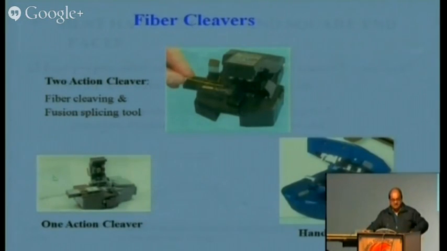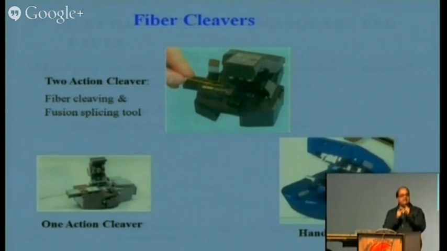So these are the types of cleavers. You can see this is one cleaver where you have to just remove the fiber. From the fiber, you have to remove the outer tubing. You have to cut the Kevlar. You have to remove the buffer, and then you have to cut the fiber. If the fiber is with the coating, you have to remove the coating also, because the coating will come to the surface, then at the interface. So we have to remove the coating.